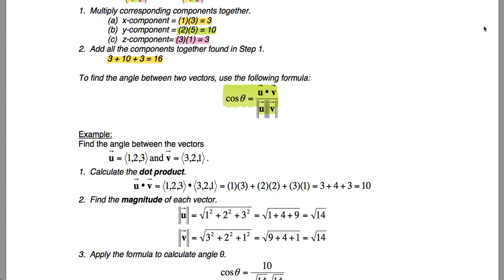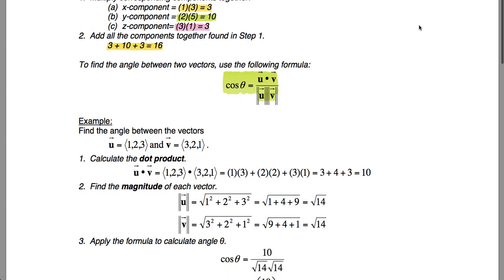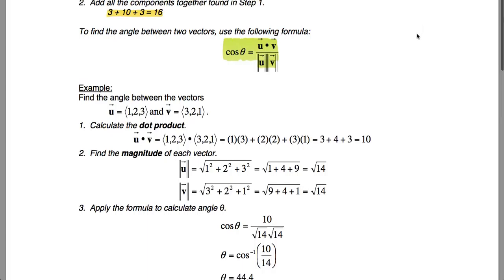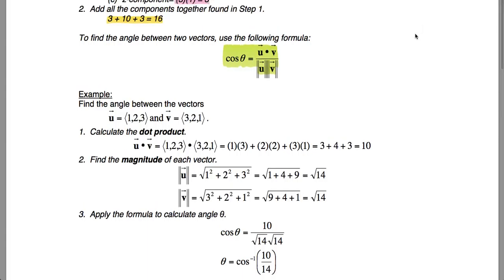Okay, so if we looked at these two vectors that we saw earlier, or no, this is different vectors. So 1, 2, 3, and 3, 2, 1. When we dot them, you just take each component, i times i plus j times j plus k times k. That's what this is. And you get 10 as an answer. Okay? That then is the numerator of your formula.